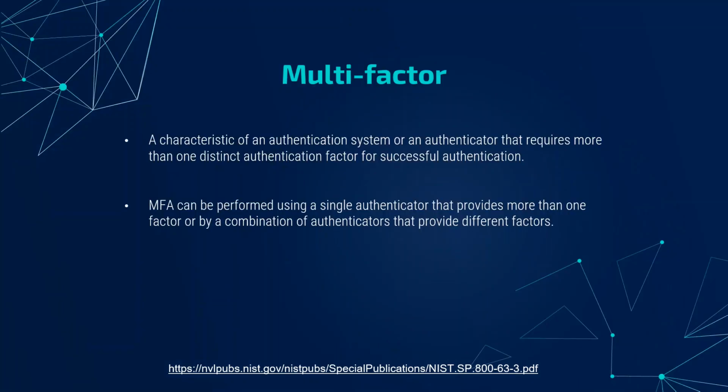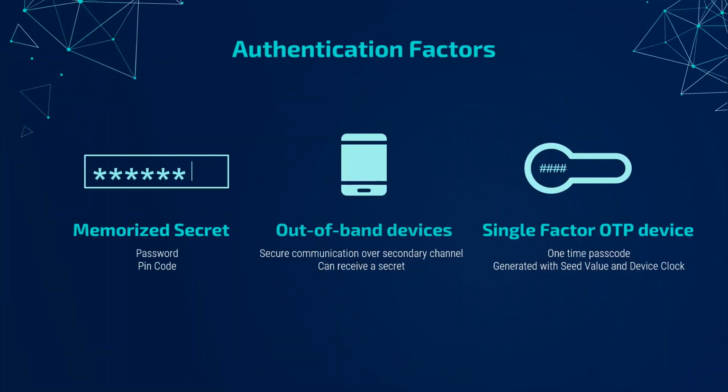Combining all these terms, we can get a clear idea about multi-factor authentication. Multi-factor authentication is when an authentication system, or authenticator, uses more than one distinct type of the above-mentioned authentication factors for successful authentication. Usually, applications can use one of these types of authentication factors: either a memorized secret, such as a password and PIN code, or an out-of-band device, which is a device that uses a secondary channel of communication to receive a secret, or a single-factor one-time password device.